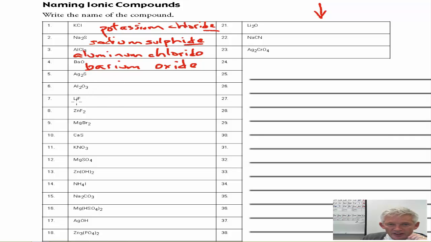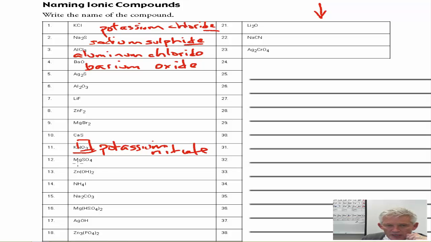Aluminum oxide, lithium fluoride, zinc fluoride, magnesium bromide, calcium sulfide. Ah, there's one with a polyatomic ion. You see there's more than 2 elements in number 11, so you know you're not going to end with "-ide". You're going to have to actually look at NO3 on your sheet of polyatomic ions, and you're going to recognize it as nitrate. Potassium nitrate. Of course, you will print so much neater than I am.